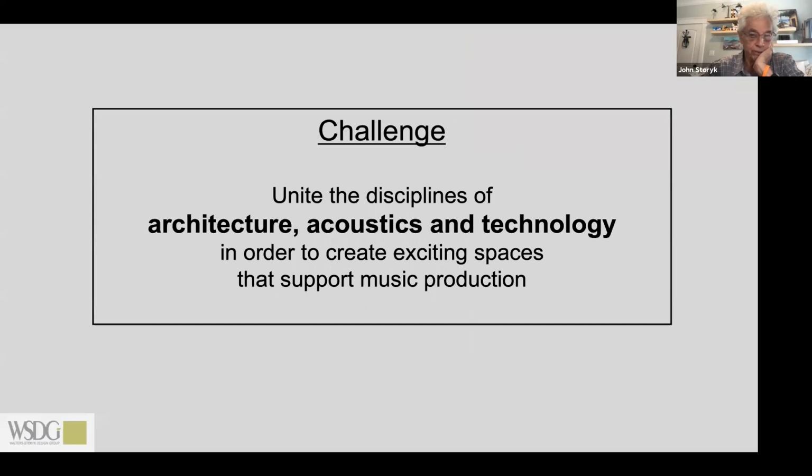This is what we spend most of our time doing, basically combining these three disciplines. I like to think of ourselves as being at the nexus of architecture, acoustics, and technology. We couldn't pick a better universe for this to happen, which is the recording studio world and the recording studio design disciplines.